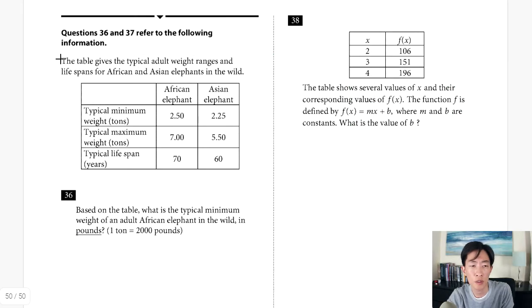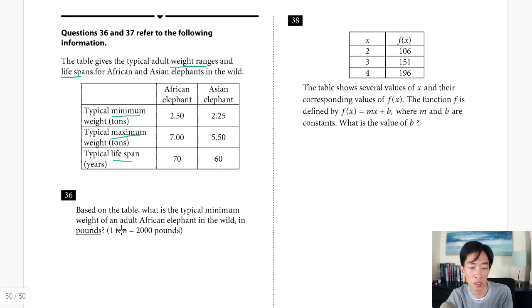Question 36 and 37 refer to the following. The table gives the typical adult weight ranges and lifespans for African and Asian elephants in the wild. And it's nicely laid out. African elephants here, Asian elephants here, the minimum weight here, maximum weight here, and the lifespan here.